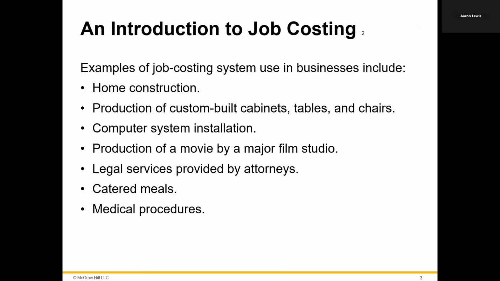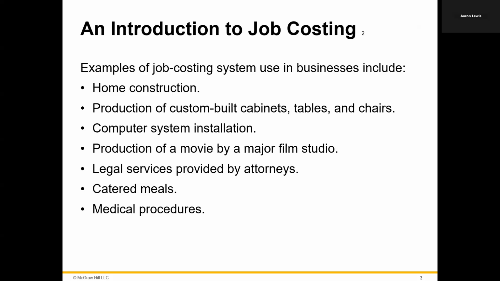So, some examples in practical terms, home builders. Every home is a job unto itself. They don't mass produce 50 different houses at a time. They make one by one, go down the line. So each job can use job order costing.